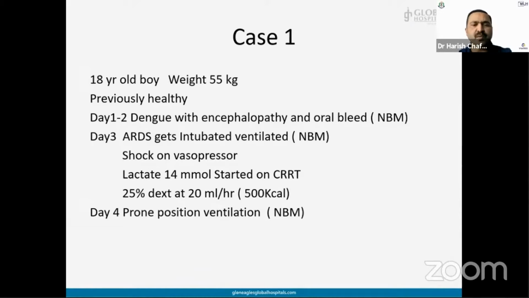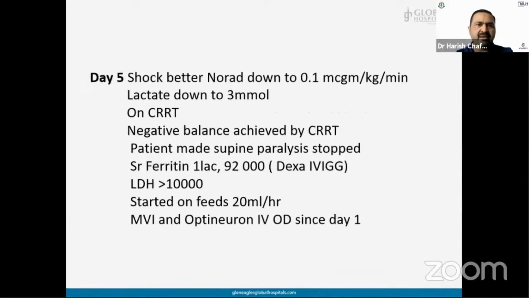Day 4, he becomes prone on ventilator, again remains NBM. Day 5, shock is better, but NORAD is down to 0.1 microgram per kg per minute. Lactates are coming down on CRRT, and there is negative balance achieved by CRRT. Patient made supine, paralysis stopped. Now serum ferritin is 1 lakh and LDH more than 10,000. Started on feeds 20 ml per hour, with MVI and Optineuron IV since day 1.